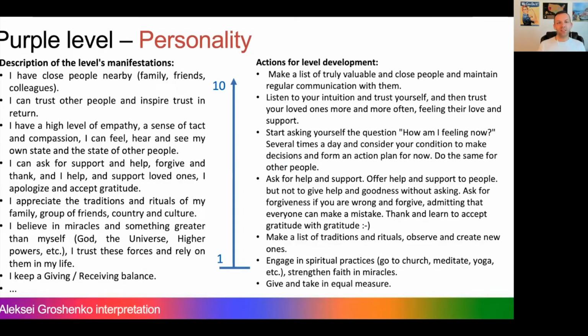Ask yourself, do this assessment, take a couple of minutes, pause this video, and continue watching later, right after you finish. And of course, when you've done these measurements and clarified what's going on at your personal level from the purple perspective, I can offer you some actions for level development, how you can develop the purple level on a personal side. Make a list of truly valuable and close people and maintain regular communication with them. Just write down the list. Who are your close people, maybe your relatives, friends, or colleagues?